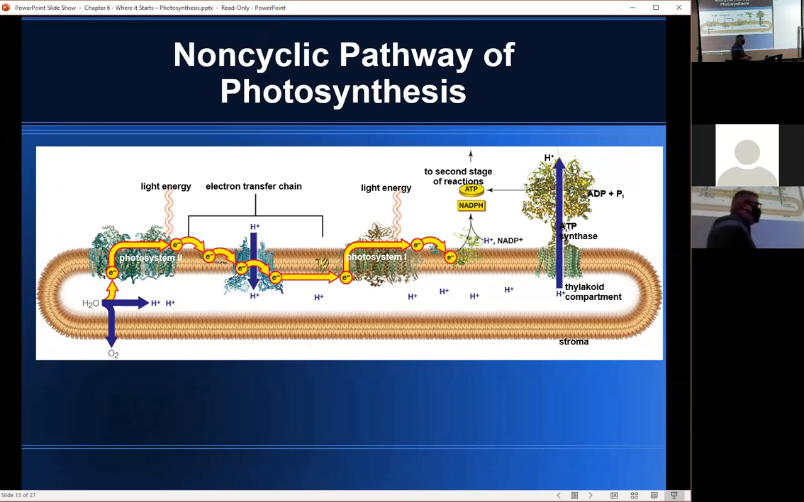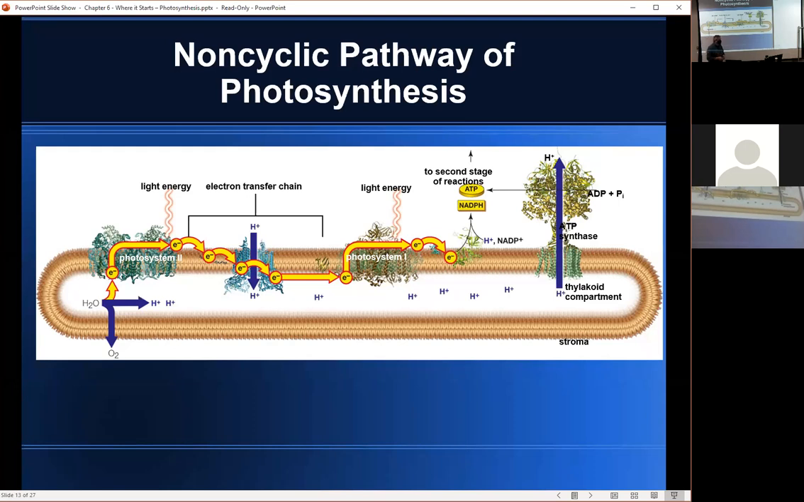So we can split up photosynthesis into 2 sets of reactions. What are the 2 sets of reactions that we can divide photosynthesis up into? Okay, so there's 2 reactions. We have the light-dependent reactions, and then we have the light-independent reactions. Both of these reactions occur in the chloroplasts. Again, the chloroplast, remember, is the organelle where photosynthesis takes place.